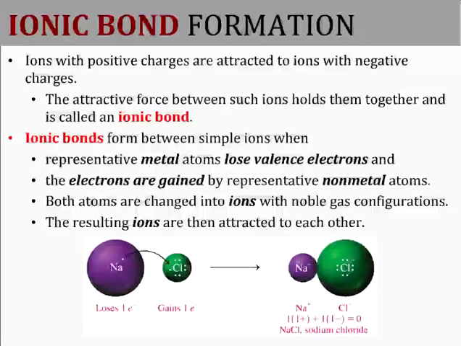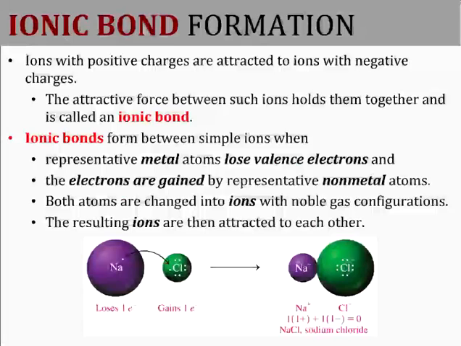So for instance, everything in group 1 can lose one electron to become like a noble gas and have an octet of electrons. And we also saw that nonmetals can gain electrons in order to become like a noble gas. So now we're going to see that metals and nonmetals can actually form what's called an ionic bond.